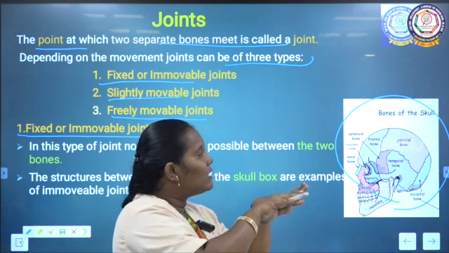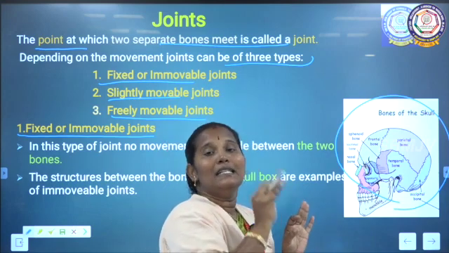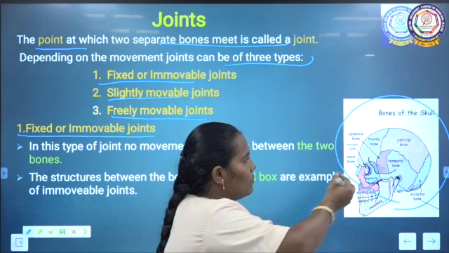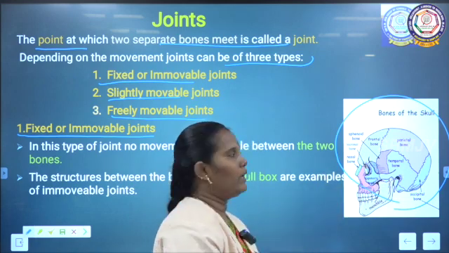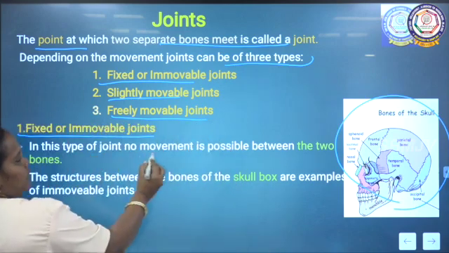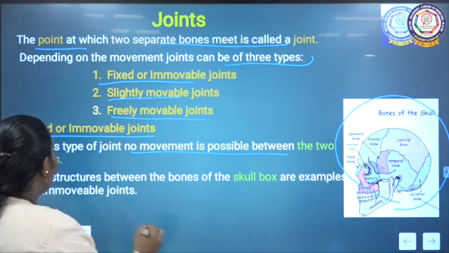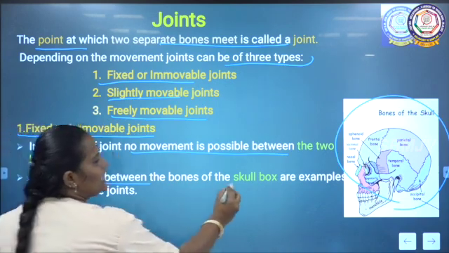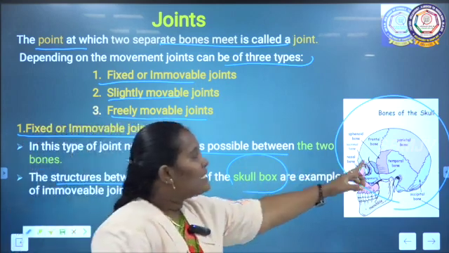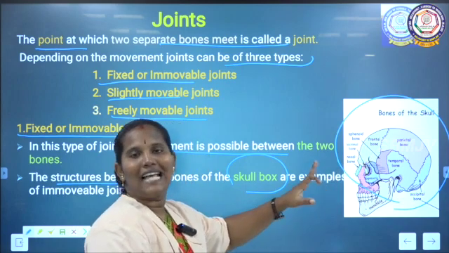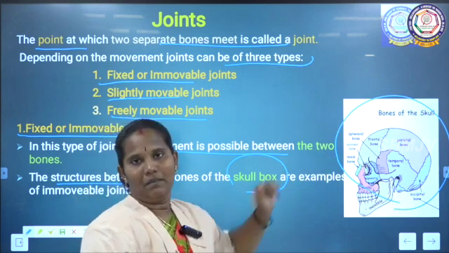These two bones are joined like this. The movement is not there. They are joints, but the separate bones are joined together and the movement is not there in this joint. In this type of joint, movement is not possible between the bones. We can say the structure of the skull box is the example for immovable joints, because the structure of a bone is an irregular shape as well as a flattened structure. So the movement is not possible here.